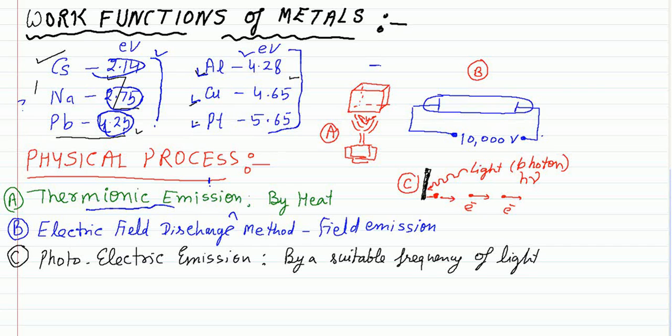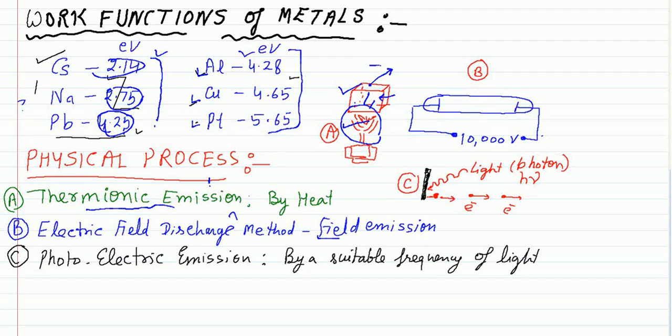So in the first case, the thermionic emission process, we provide a suitable amount of thermal energy to the metal from which we want the electron to escape. Thermal energy is one of the physical processes by which an electron can eject from a metallic body.